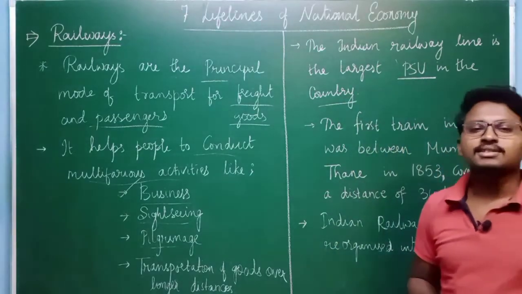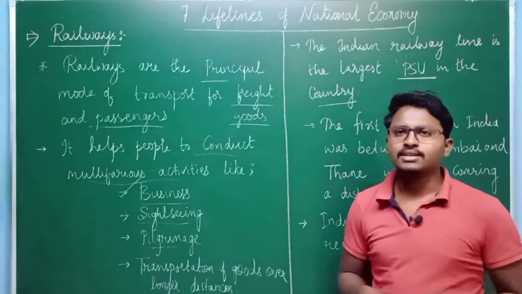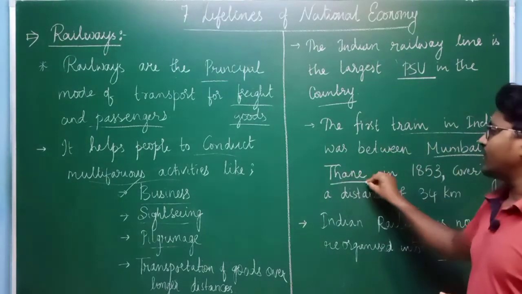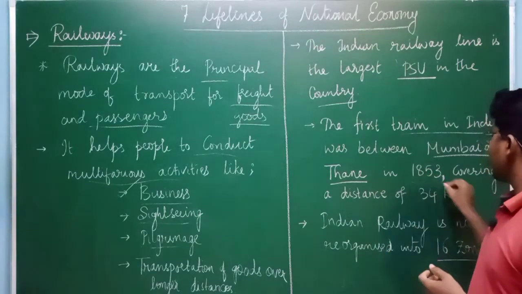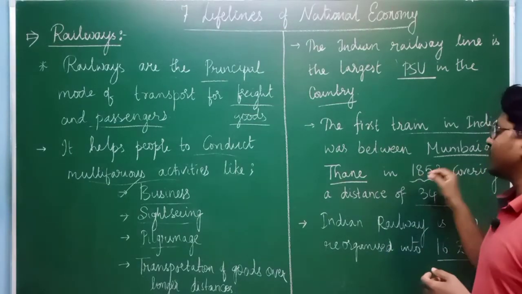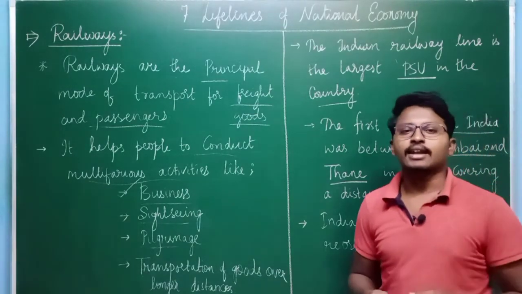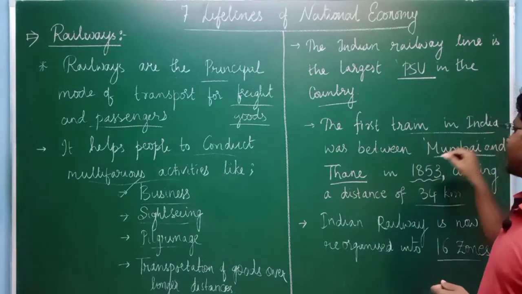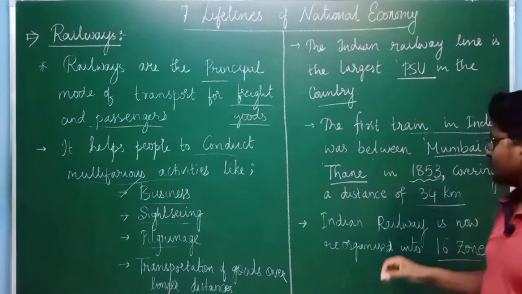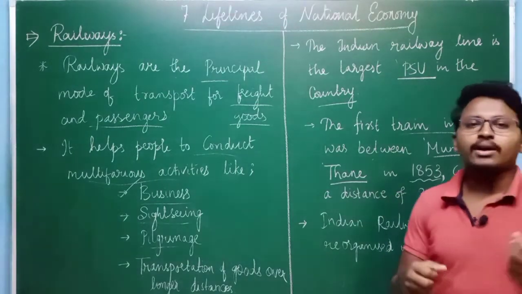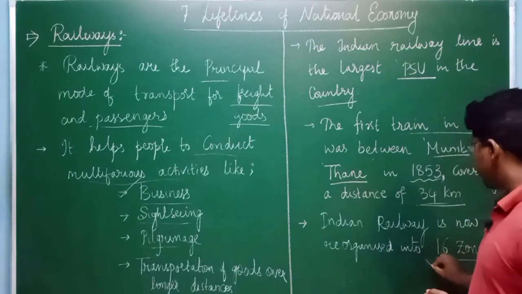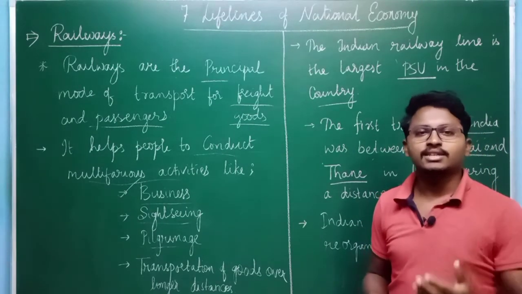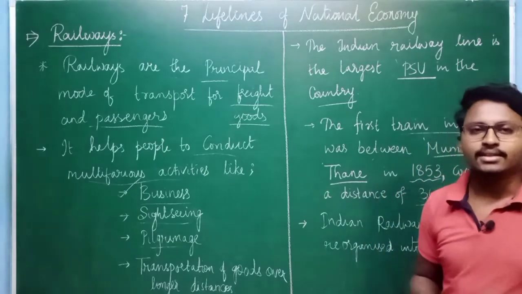Then, when was the first railway line started? The first train in India was between Mumbai and Thane, a distance of 34 kilometers, in the year 1853. That means during the time of the Britishers, the first train was laid, between Mumbai and Thane, at a distance of 34 kilometers. Now at present we have a total of 16 different railway zones in the country. Next we will see how the distribution of railways has been in the country.